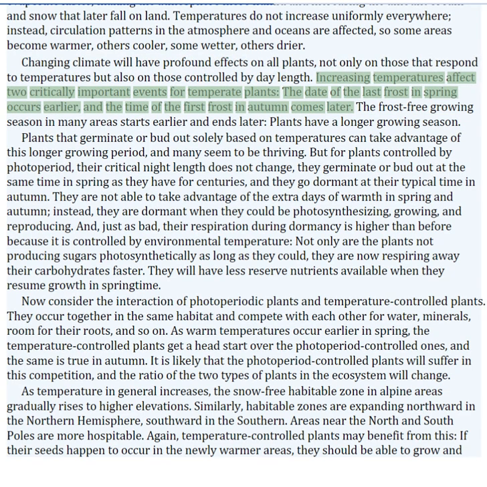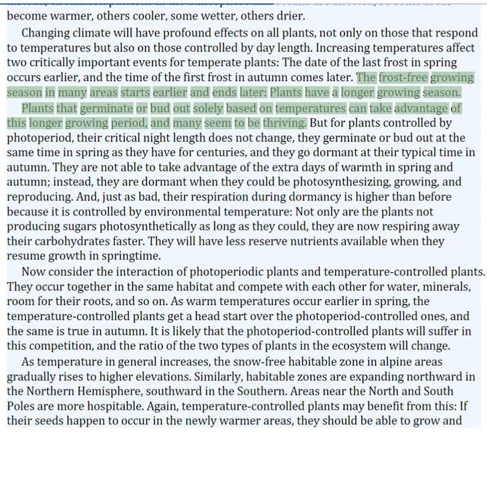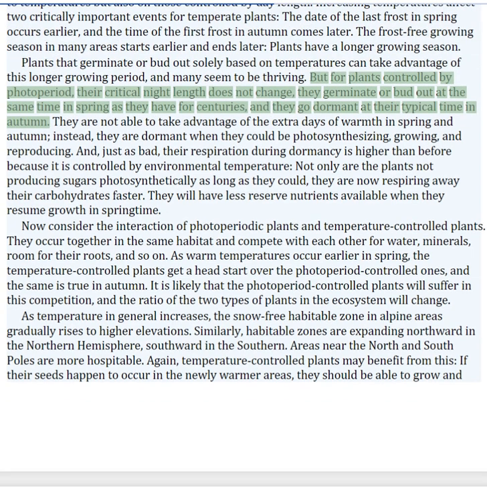Increasing temperatures affect two critically important events for temperate plants. The date of the last frost in spring occurs earlier, and the time of the first frost in autumn comes later. The frost-free growing season in many areas starts earlier and ends later. Plants have a longer growing season. Plants that germinate or bud out solely based on temperatures can take advantage of this longer growing period, and many seem to be thriving. But for plants controlled by photoperiod, their critical night length does not change.